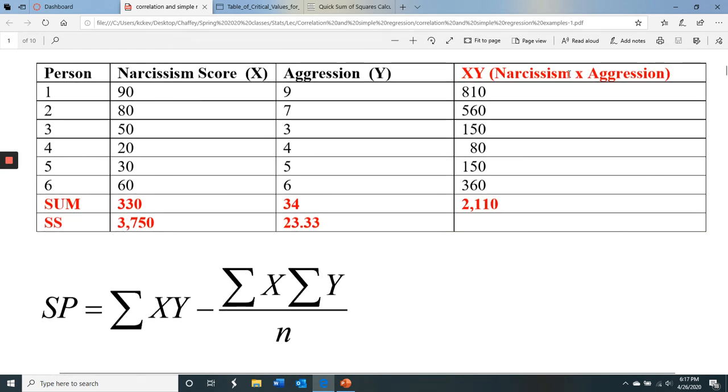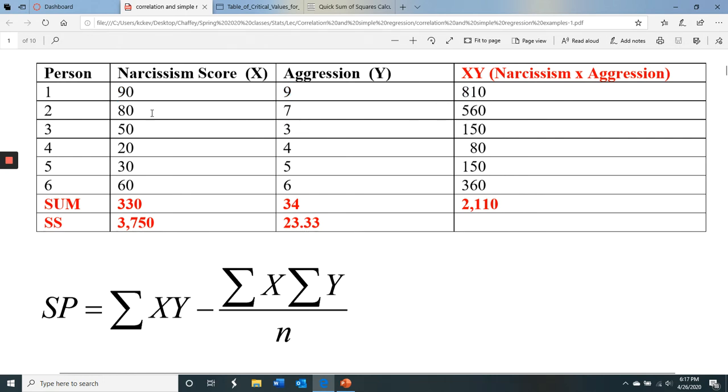So the first step that I always do is I go ahead and multiply x and y. What are x and y? Well, that's narcissism and aggression. So person 1, 90 times 9. That's 810. So we get some big numbers here.